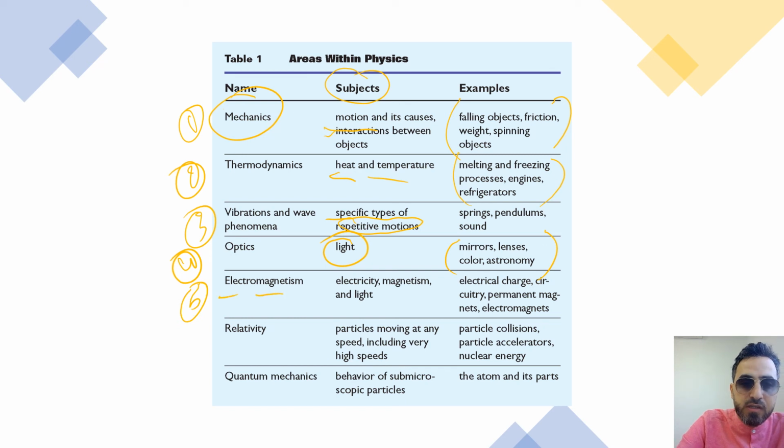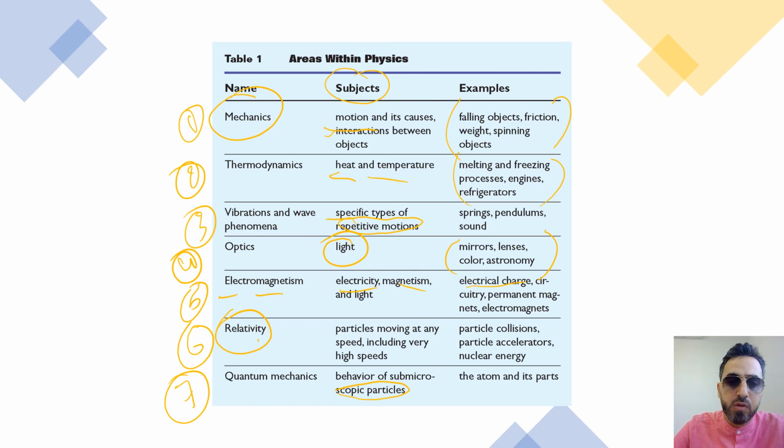Electromagnetism, which is electricity and magnetism, and we have the electric charge, the battery, the bulb, the capacitor, the resistor. Any example of electricity in addition to the magnet, we call electromagnetism. Area number 6 is relativity. Here we have the particle or the collision between tiny particles. We are talking about relativity. And the last area, quantum mechanics, which is the motion of submicroscopic particles. The main example for quantum mechanics is the atom and its parts.